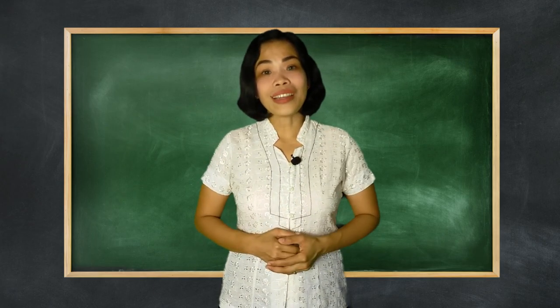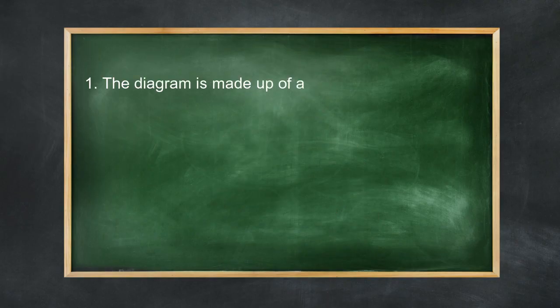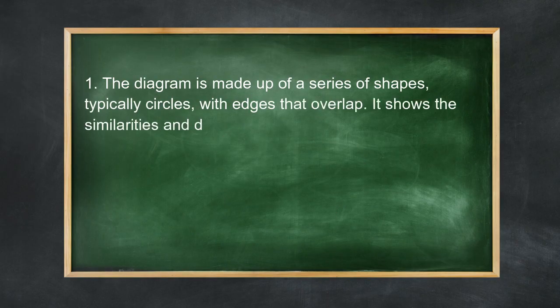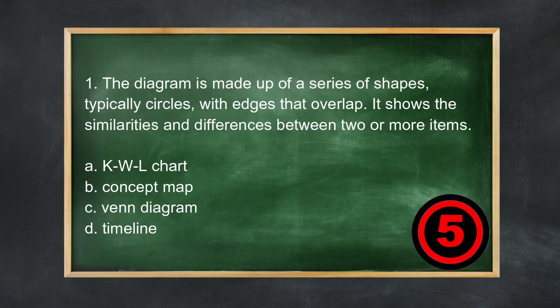Did you understand the lesson? Now let's have an exercise. 1. The diagram is made up of series of shapes, typically circles with edges that overlap. It shows the similarities and differences between two or more items. A. KWL chart. B. Concept map. C. Venn diagram.